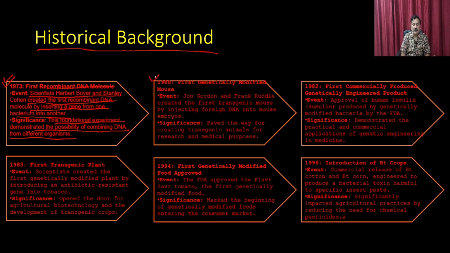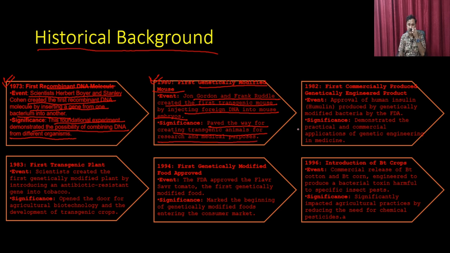Then in the year of 1980, the first genetically modified mouse was produced. So, Rudolf Jaenisch and colleagues created the first transgenic mouse by injecting foreign DNA into the mouse embryo. This paved the way for creating transgenic animals for research and medical purposes.